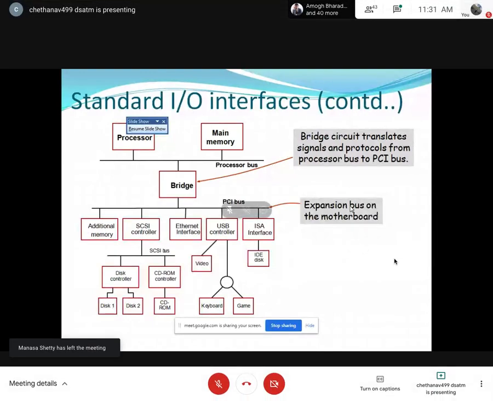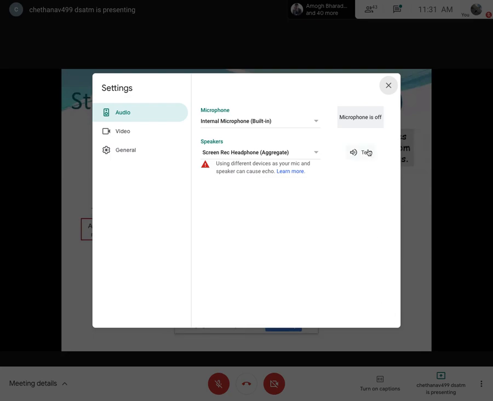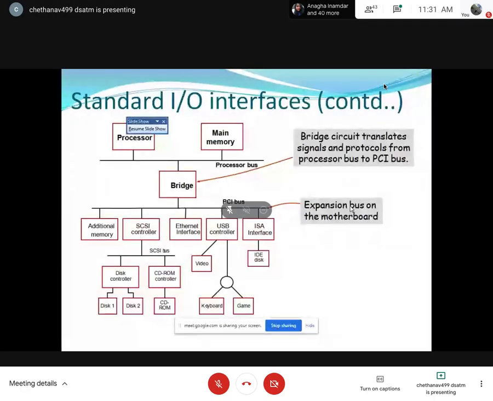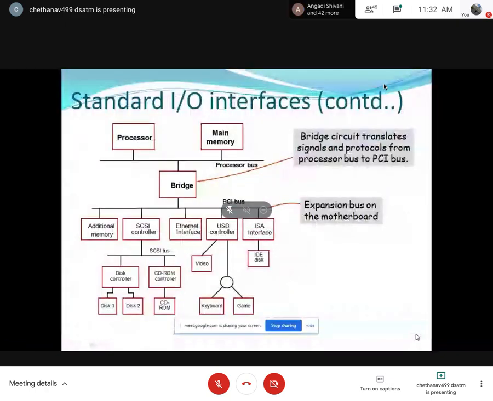Okay, in the previous class we discussed PCI, the peripheral component interconnect bus. As you can see in this diagram, it is the peripheral component interconnect bus. Here we have a PCI bus. I hope you are able to see that PCI bus.